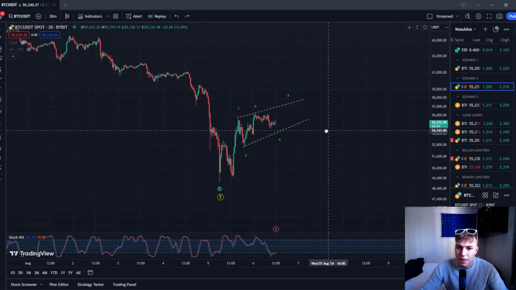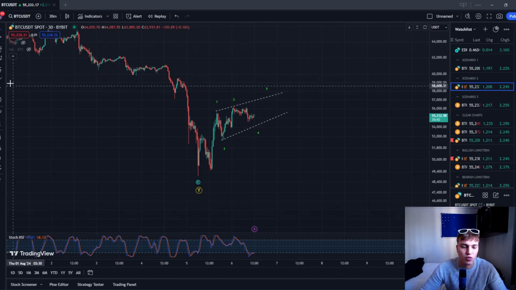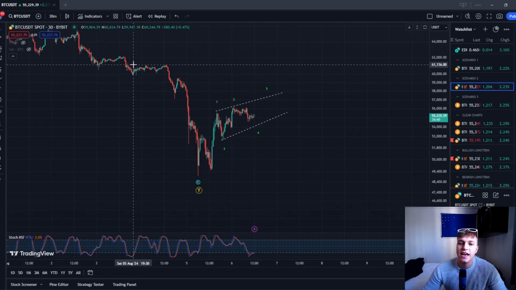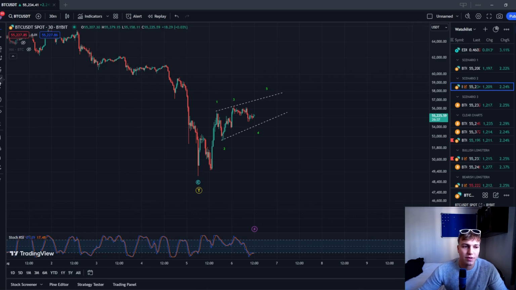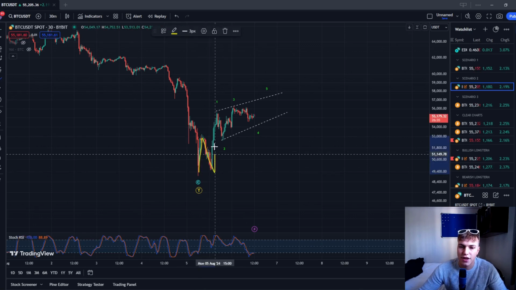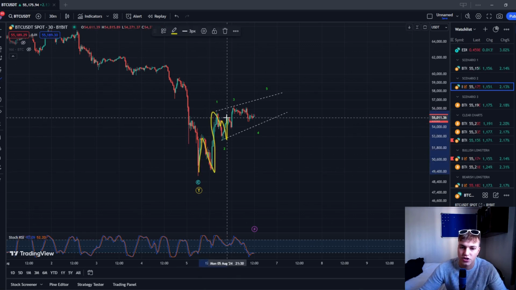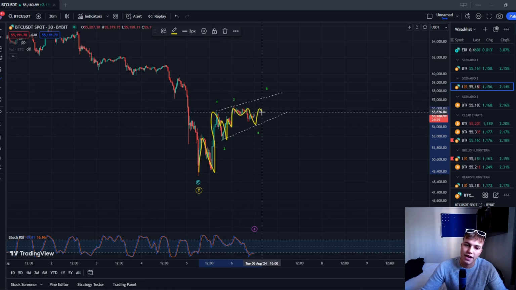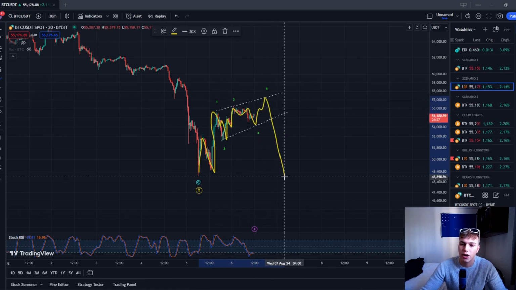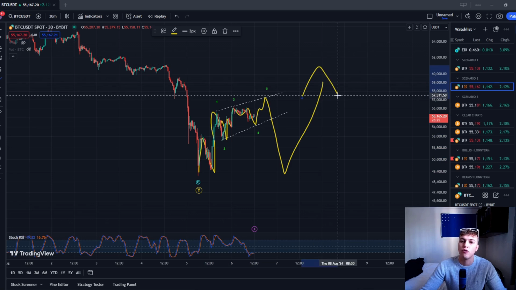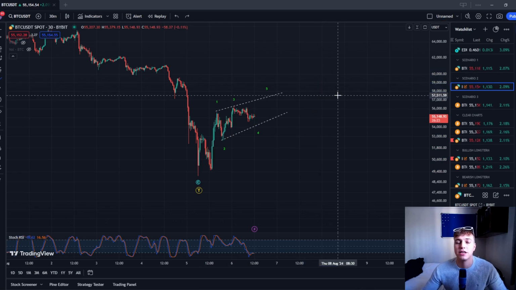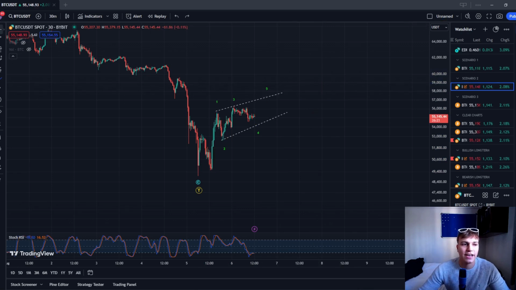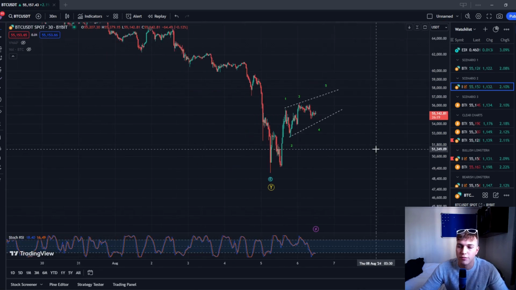So we have this count at the moment, which is a contracting leading diagonal, which means every move is a three-wave structure, as you can see here. Now we should get a B, C to the 4-wave and an A, B, C to the 5-wave, followed by a wave 2, and then blast off in that wave 3. But I'll keep you guys updated. So that is the bullish scenario at the moment.